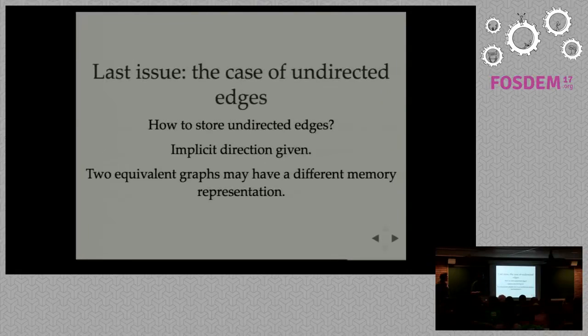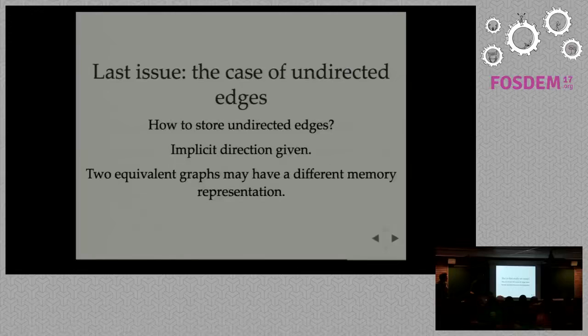And so the last issue we will tackle is the case of undirected edges. How do you store them? So in memory, we chose to keep an implicit direction. So if you say add edge AB, we will store undirected in A, undirected out B. And if you say BA, it will change the internal representation in memory of the edges. So two equivalent graphs may have different memory representations.